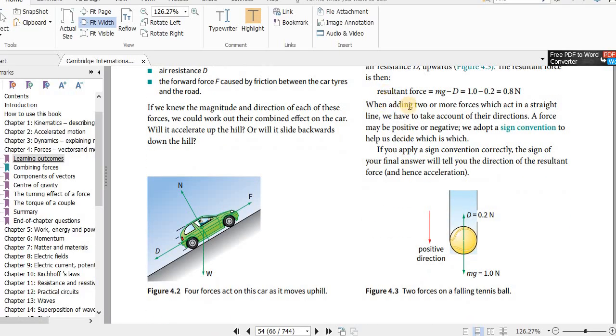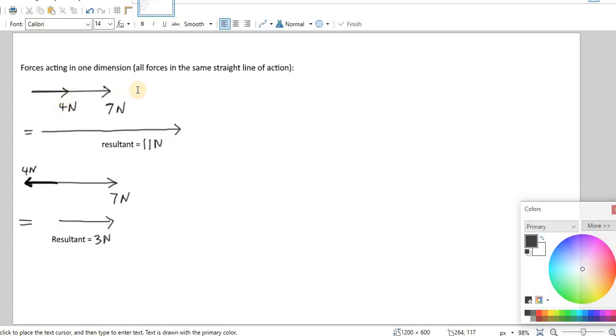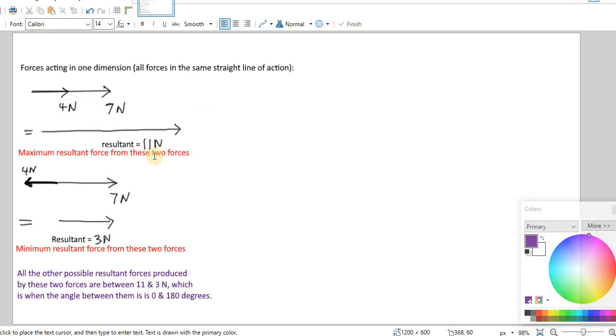When adding two or more forces which are in a straight line, we have to take account of their directions. The maximum force that we can get from two forces is when they are in the same direction, and the minimum force is when they are in opposite directions. But if these two forces are at an angle which is neither in the same direction nor in opposite directions, then the force will be anywhere from 3 newtons to 11 newtons. So you can see I added this to the diagram.